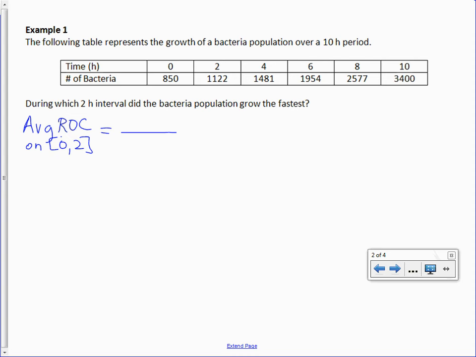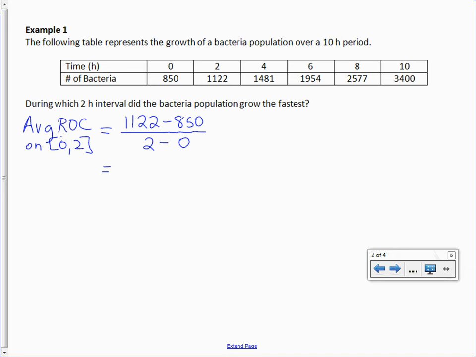It's going to be your y values, difference of y over difference of x, delta y over delta x. So the numerator is going to be 1,122 minus 850 all over 2 minus 0. So 1,122 minus 850, let's grab those calculators. We're going to use them that much so far. Blow the dust off the cover.